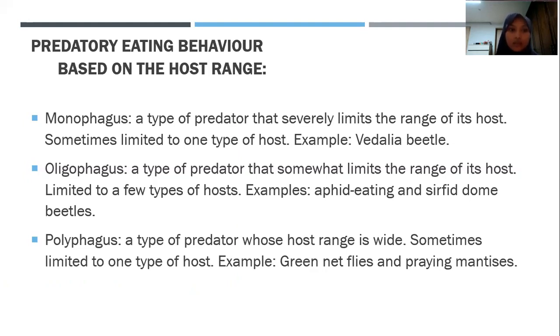Second, oligophagous, a type of predator that somewhat limits the range of its host, limited to a few types of hosts, for example, aphid-eating coccinellid beetles. Third, polyphagous, a type of predator whose host range is wide, for example, green lacewings and praying mantises.